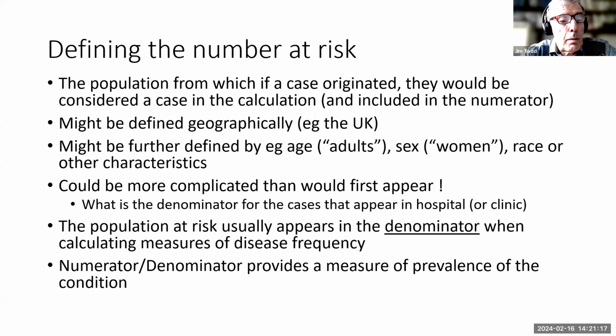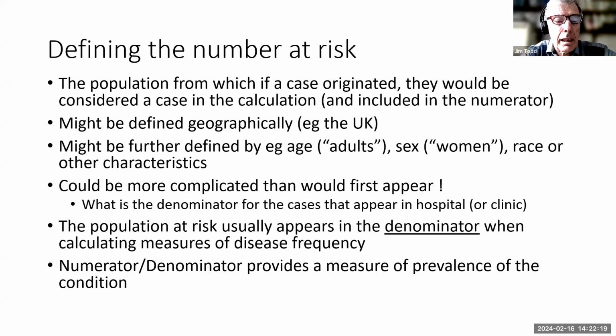Now, a study may be defined geographically, we might say the whole of the UK, the whole of one region of a country, or we might then further define our population as being just adults. And in that case, we'll define adults as people aged 18 years or more. If they're aged 18, they'll be part of our population. If they're not, then they won't be included in our population. We might be looking at women, especially if we're looking at maternal conditions, because men don't have maternal conditions. So we might look at women and the particular prevalence of mental health conditions within a particular set of women who are pregnant or have recently delivered. We might look at particular races or particular ethnic groups, or we might look at other characteristics and define that as the population that we're interested in.